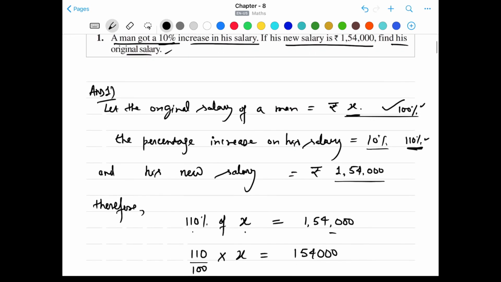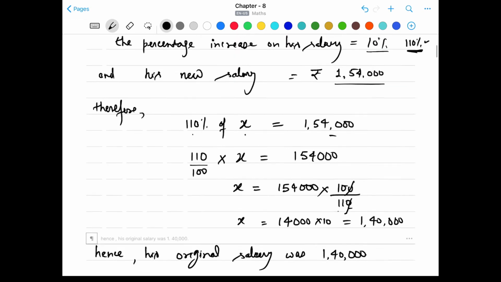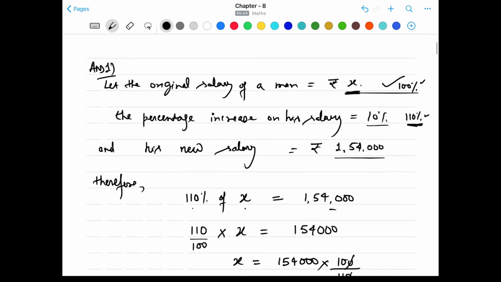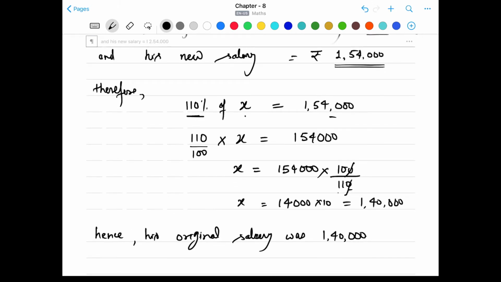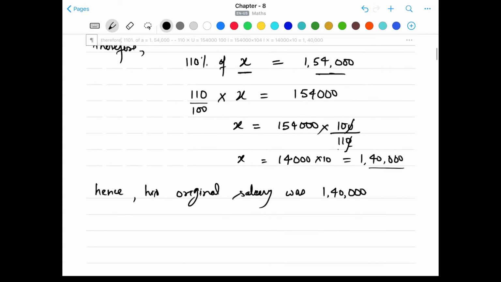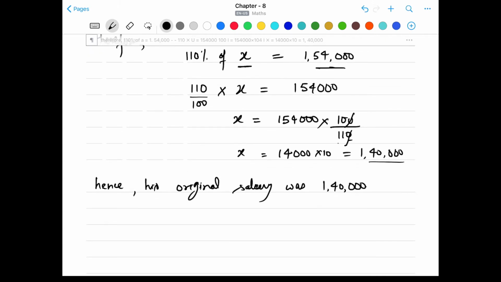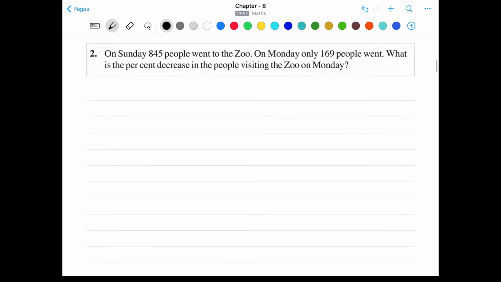Okay, I hope it's clear to you. What we have done here is, we are given his original salary and there is a 10% increase on his salary. After the increase, the salary becomes 1,54,000. That means 110% of the original salary has to be equal to 1,54,000. So after solving, we got the value of x, which is 1,40,000, which is his original salary. Okay, hence his original salary is equal to 1,40,000.